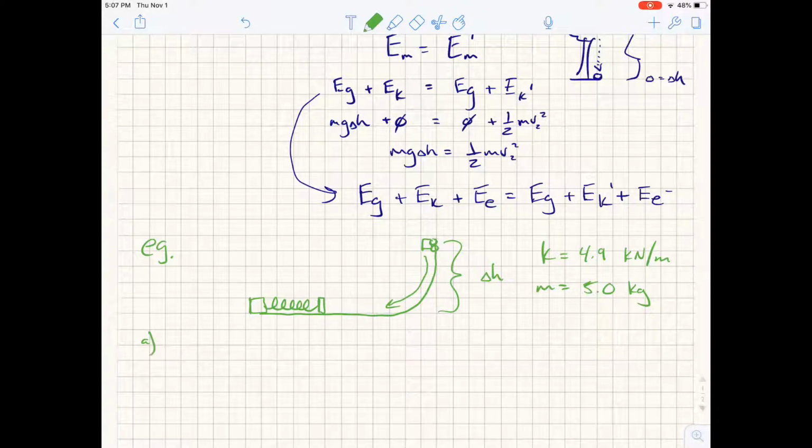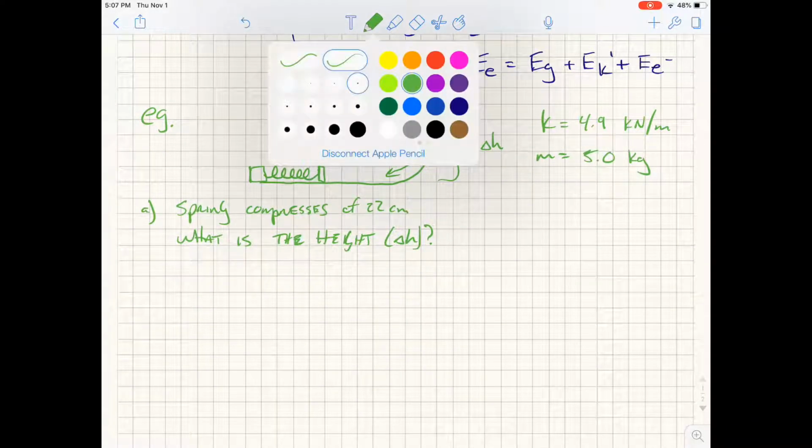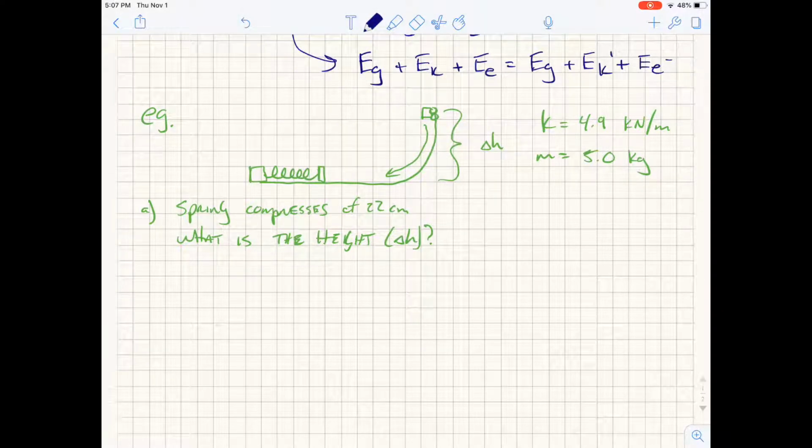And what we're asked to find is, first of all, if the spring compresses 22 centimeters once the car hits it, what is the height of the initial release point? What is delta H? Okay, so let's take a look. Change to a different color here. All right.